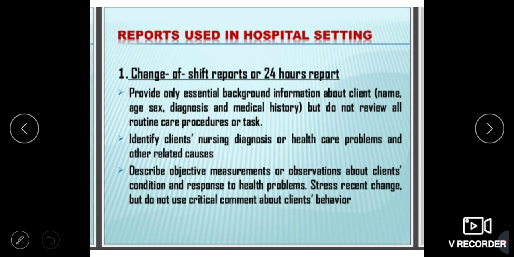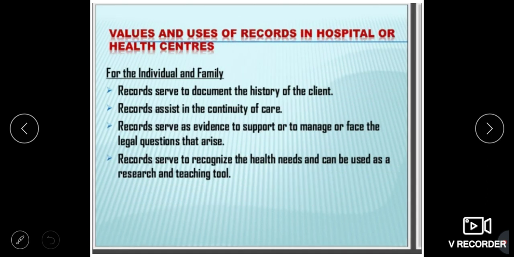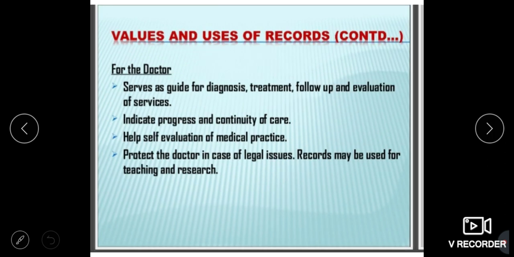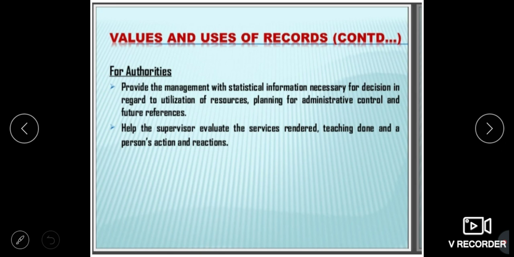Then, in which hospital settings are reports used? First one, change of shift report or 24-hour report, first record. Second one, for individual and family health record. Third one, for doctor health records. Then higher authorities record.